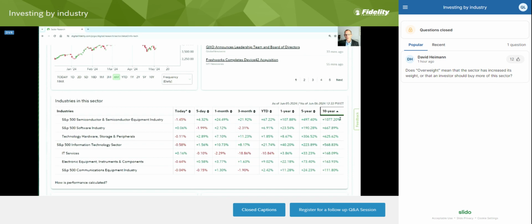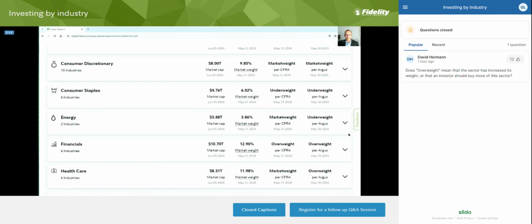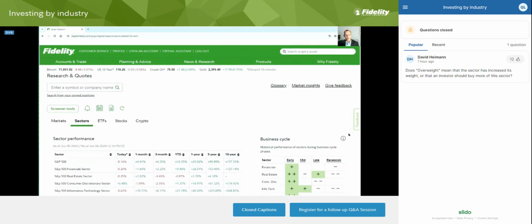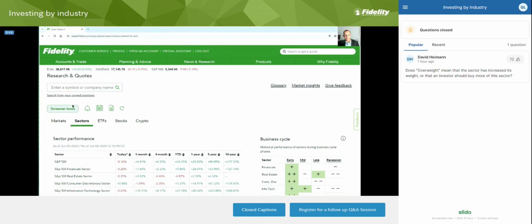let's take a look at our first step to putting this into practice. I'm going to scroll back up to the top of this page, scrolling all the way back up. Again, we arrived at this page by going to News and Research, then Markets and Sectors. Now we have a button here that we omitted talking about previously.